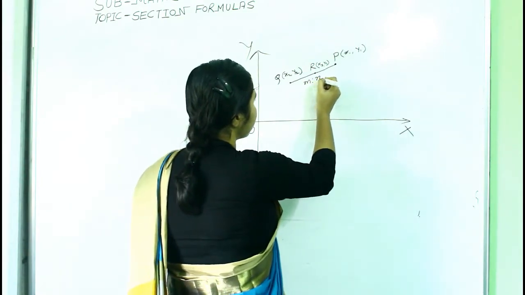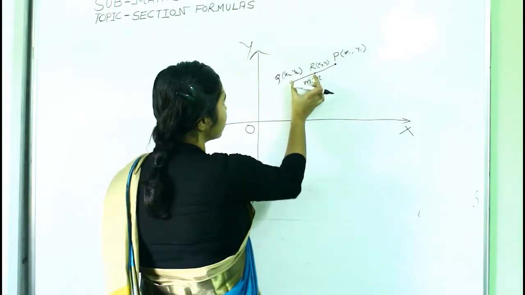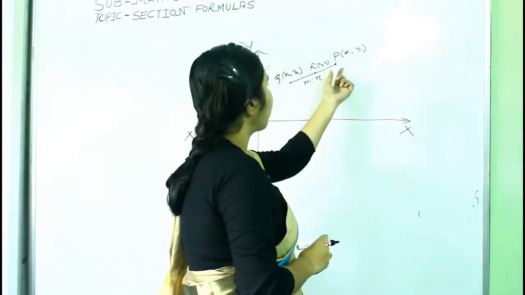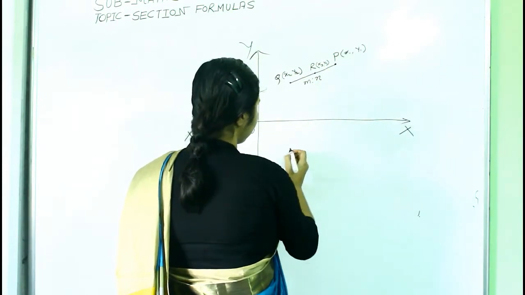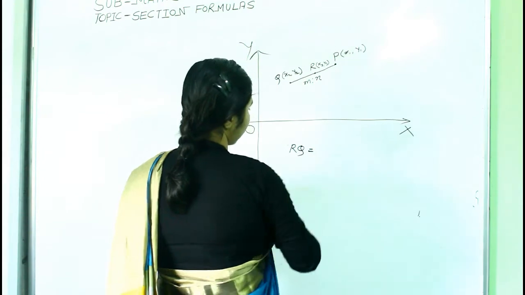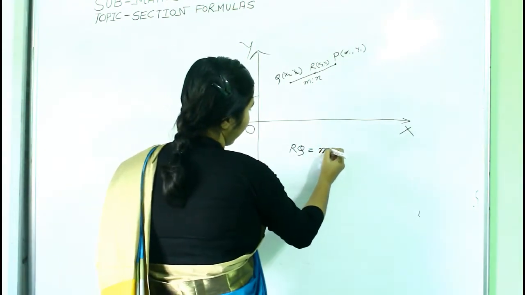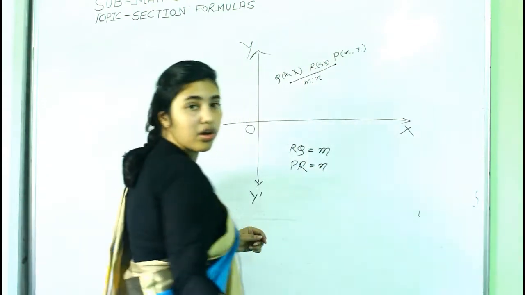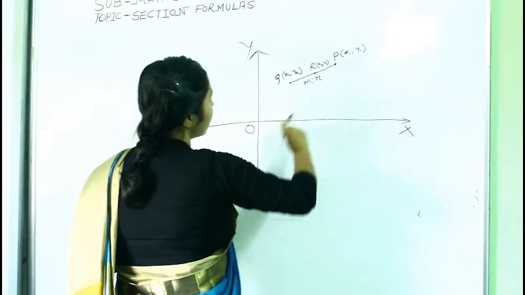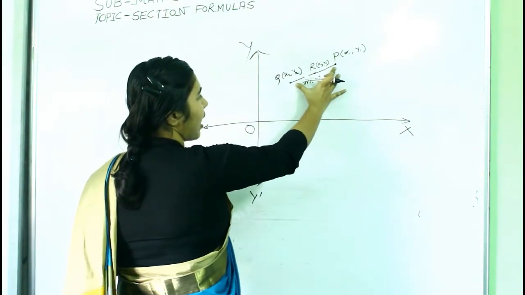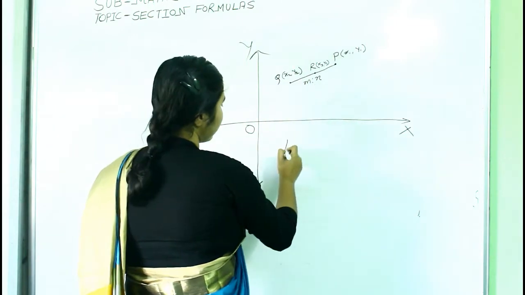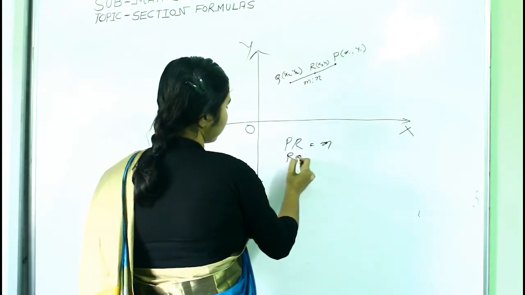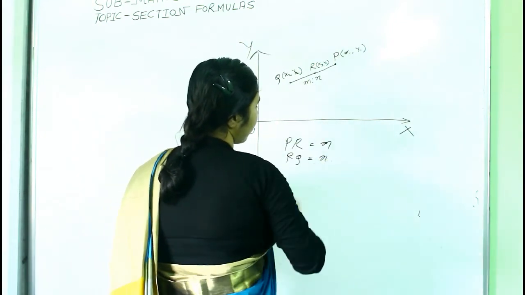is to n, which means suppose this point R is dividing this line segment PQ at m is to n, which means suppose PR is m and RQ is n.